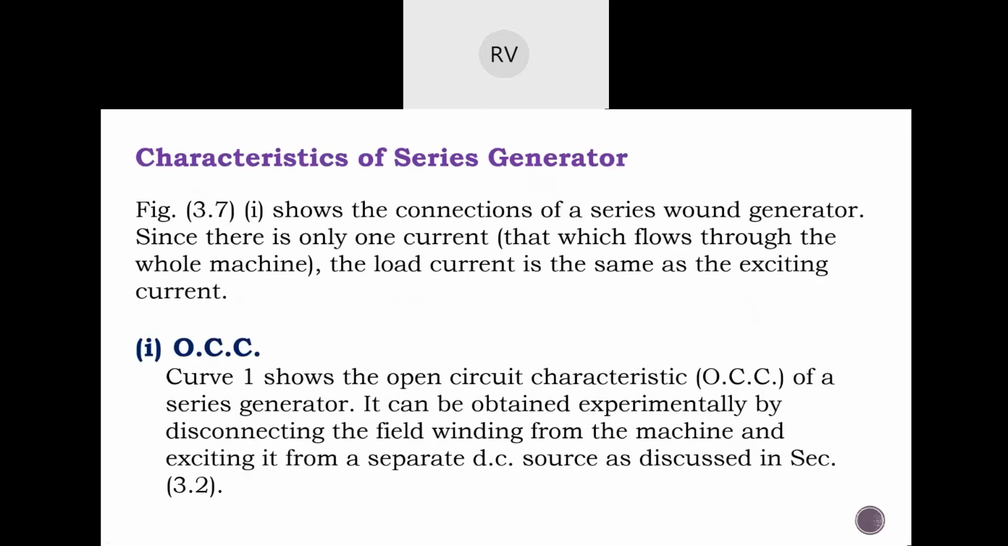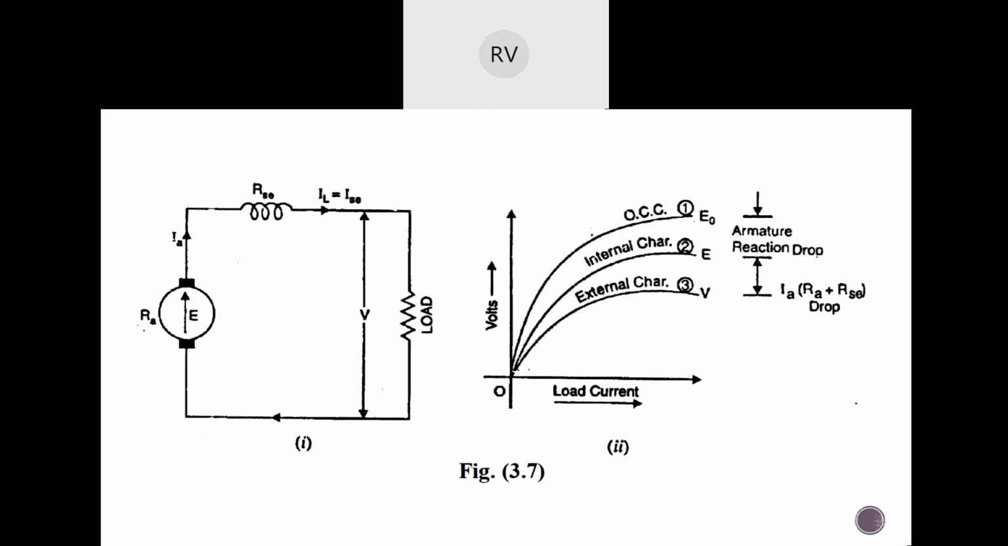Next, till now we have seen the characteristics of different generators, right? So we are going for the next characteristics, that is the characteristics of the series generator. Figure 3.71 shows the connections for the series wound generator. Since there is only one current which flows through the whole machine, the load current is the same as the exciting current. This we know, right? So this is the circuit for the series generator. We know there is an armature and there is a winding and then there is a load directly connected, right?